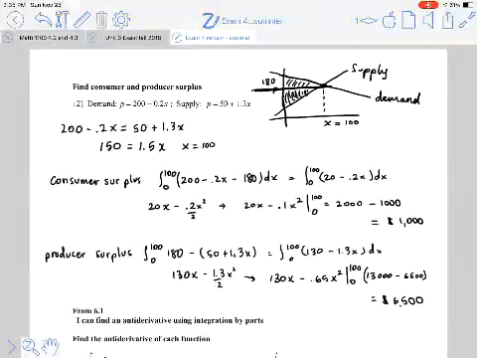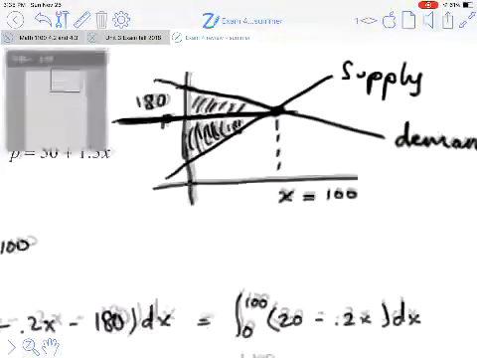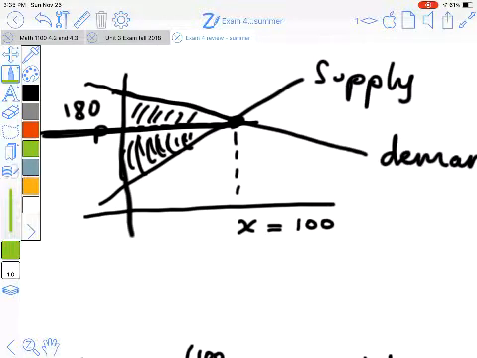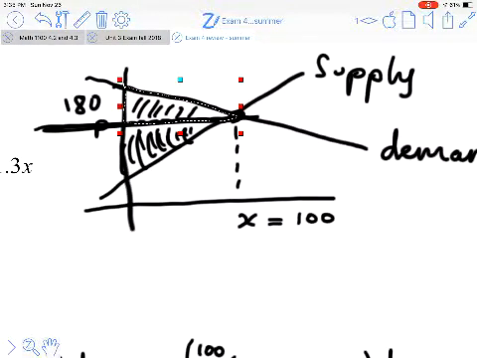Now there is another way. If supply and demand are linear functions, then the consumer and producer surplus, let me zoom in here, are going to be right triangles. So we've got that right triangle for consumer surplus. If we wanted to figure out the area of a right triangle, we just need to use 1/2 base times height.